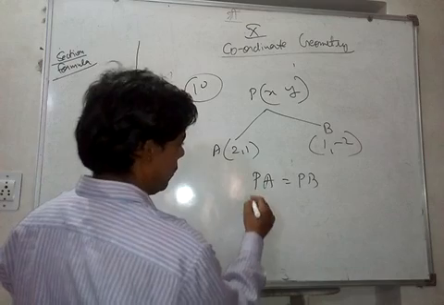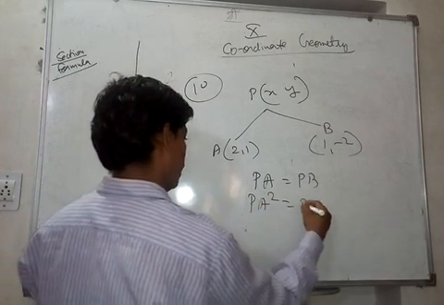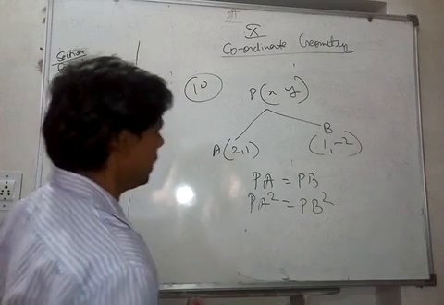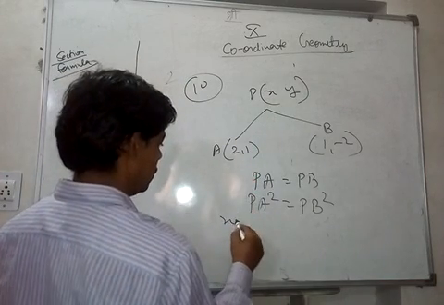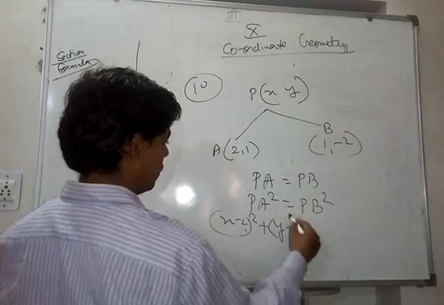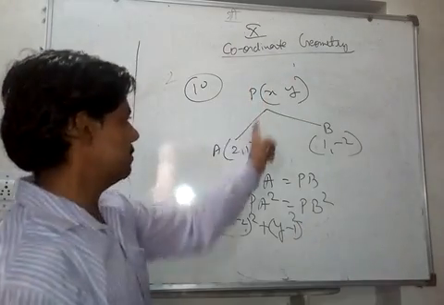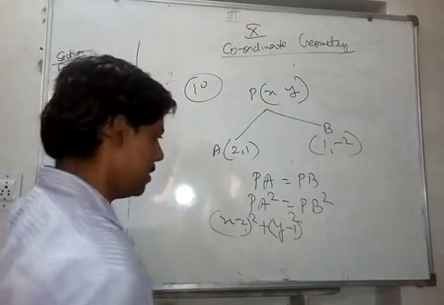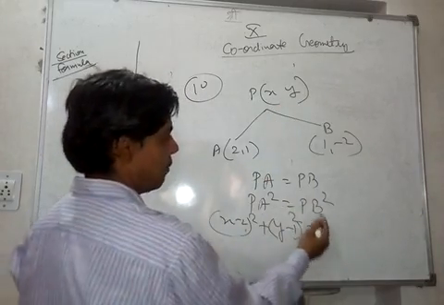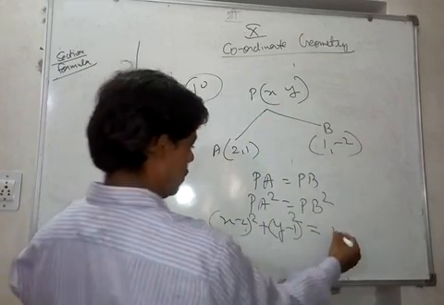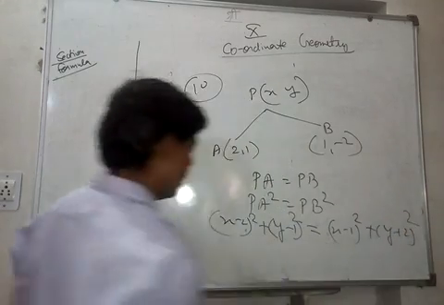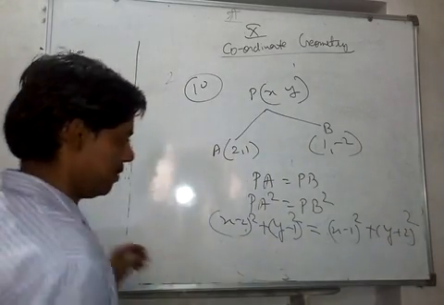So you write PA is equal to PB, then you get PA square is equal to PB square, right? So what is PA here? (x minus 2) whole square plus (y minus 1) whole square. And PB is (x minus 1) whole square plus (y plus 2) whole square, right? This way. So now just solve this and get the relationship between x and y.